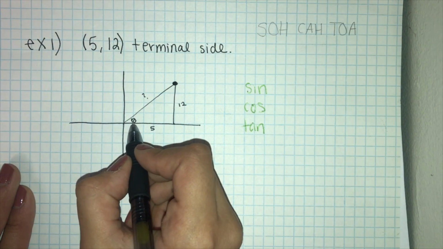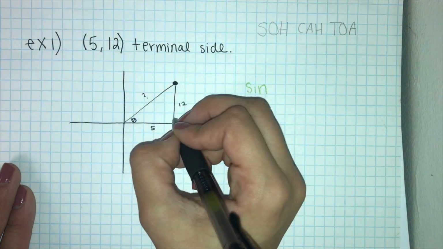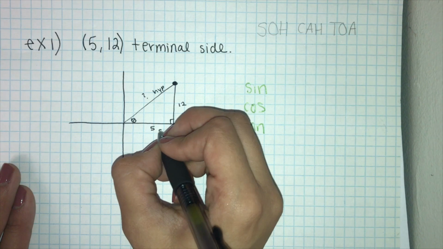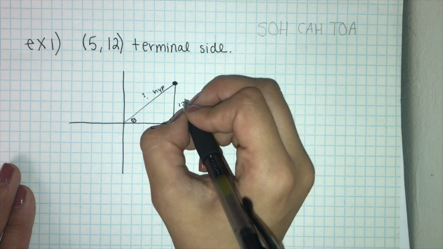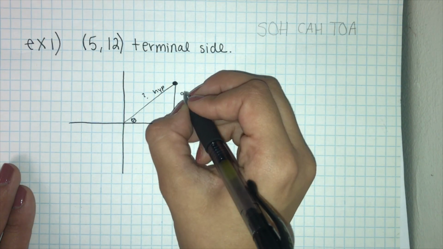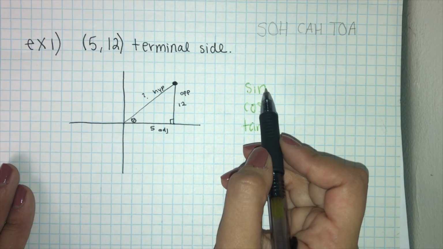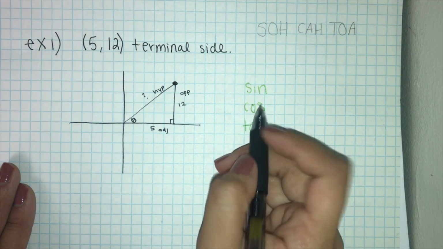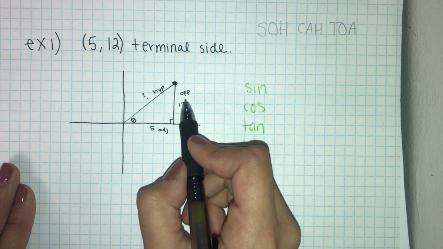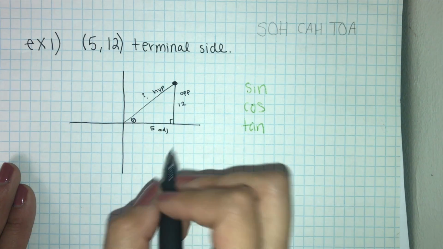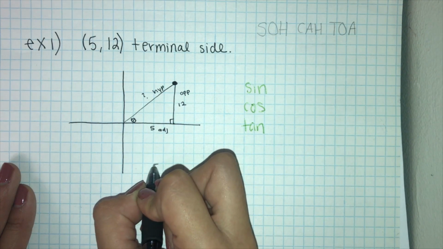So we know sine is opposite over hypotenuse. So we have our opposite, but we don't know our hypotenuse. I'm just going to go ahead and label the sides just so it's easier to figure out. So like I was saying, we know sine is opposite over hypotenuse. So we have our opposite, but we don't have our hypotenuse. But don't worry, all we need to do is do the Pythagorean theorem.